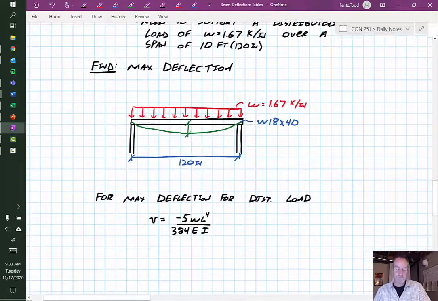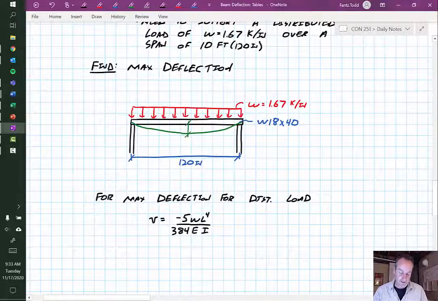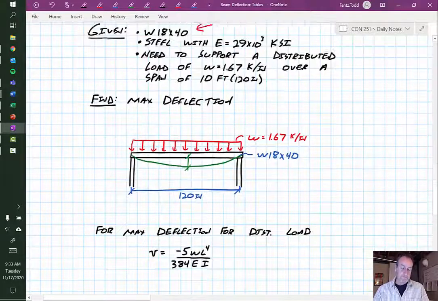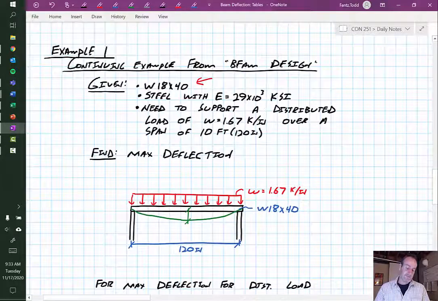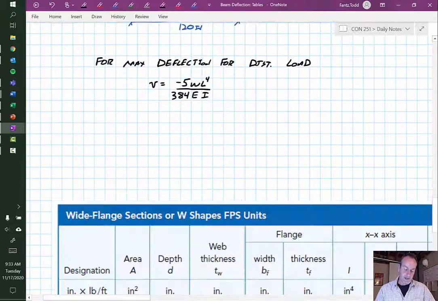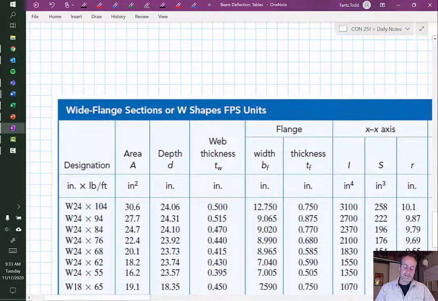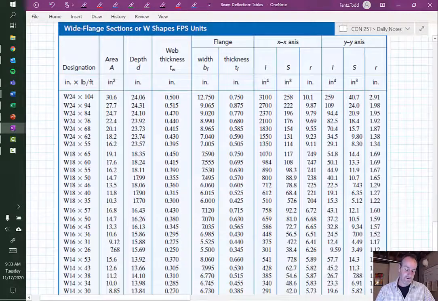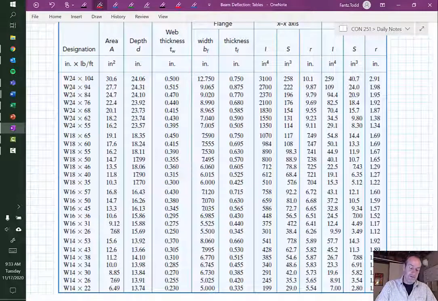What I don't have right in front of me is this I value. What am I going to do about I? Well, I'm given that it's an 18 by 40. I found that from last time when we did I-beam sizing. And so we had a table last time that had all these I-beams. And from that table, we were using that SX value to determine this. But now what we care about is the value right next to it.